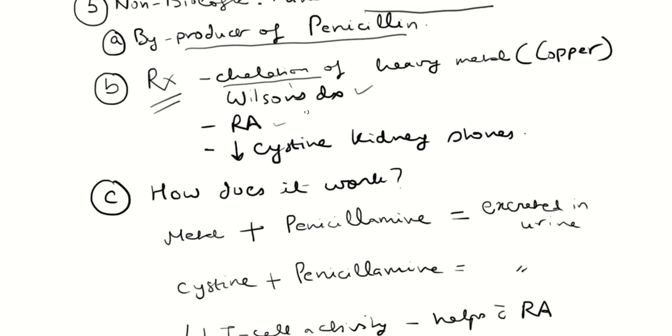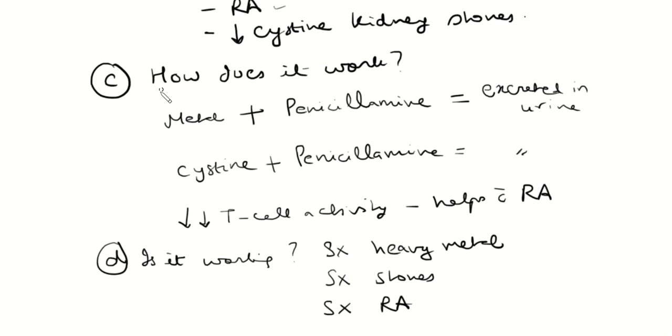So how does it work? Well, let's say you have a heavy metal like copper in Wilson's disease. Penicillamine attaches to it and makes it soluble enough to get excreted in urine. Same with cystine. You have a lot of cystine, it's giving you kidney stones. Well, penicillamine attaches to it and gets it excreted by the kidneys.